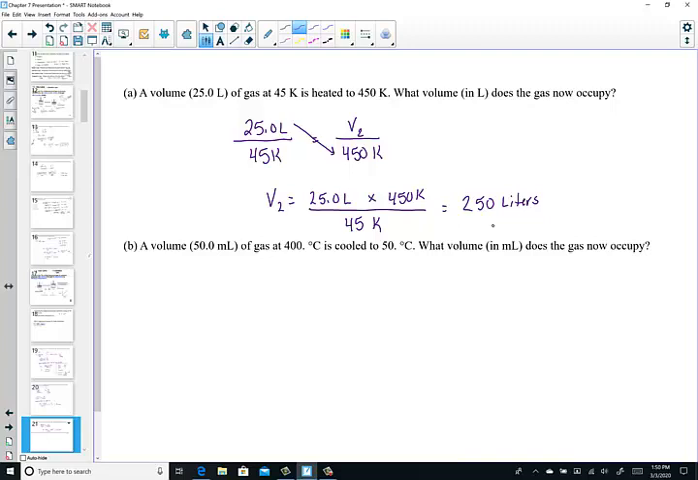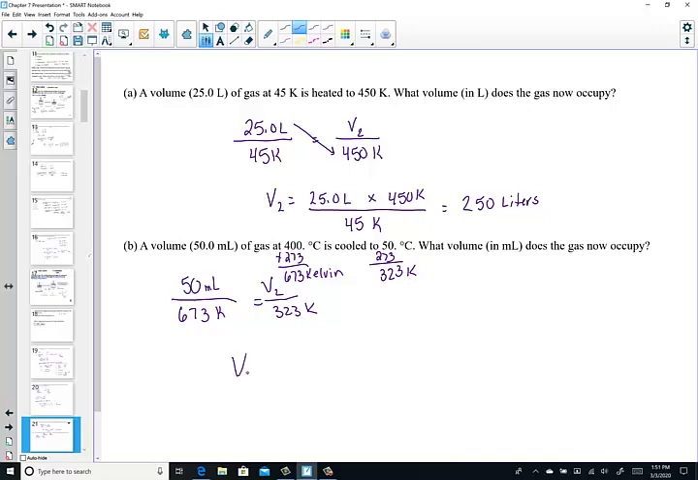How about letter B? We had 50 mils as our first volume, and we had 400, well, not really, that's 673 Kelvin units. Whoops, I had a moment of dyslexia. Hang on. 673 Kelvin units. The T2 is 323 Kelvin units. Let's find the new volume, and if we put a milli in, we'll get a milliliter out as well.